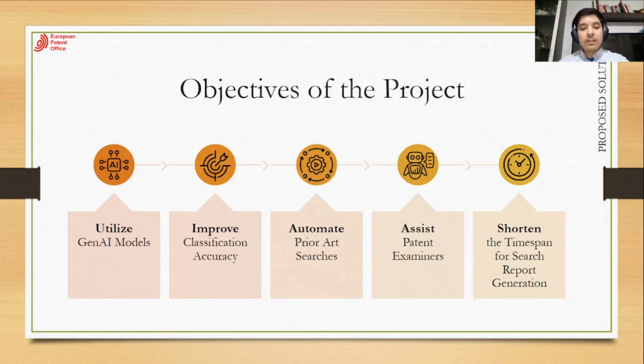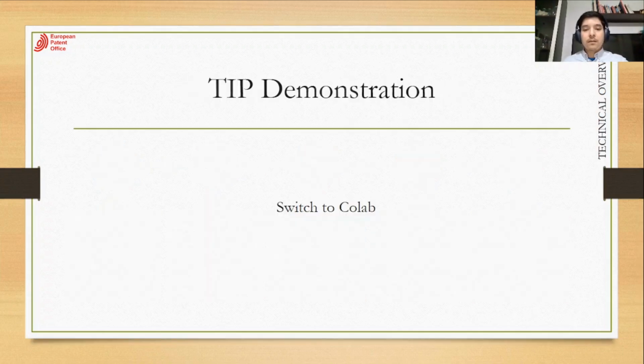Our solution focuses on utilizing Gen AI models and large language models to try to improve the classification accuracy of patent applications and claims, and to automate prior art searches, with the goal to assist the patent examiners do their job more efficiently and shorten the time it takes for a search report generation. Now, let's see what our solution looks like.